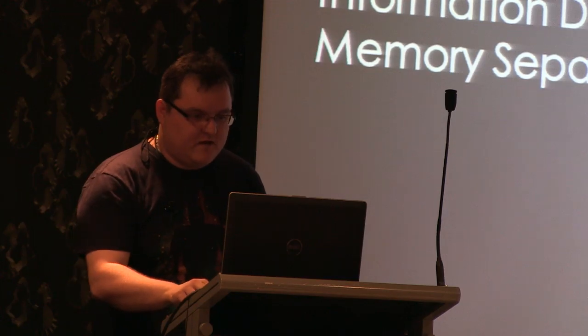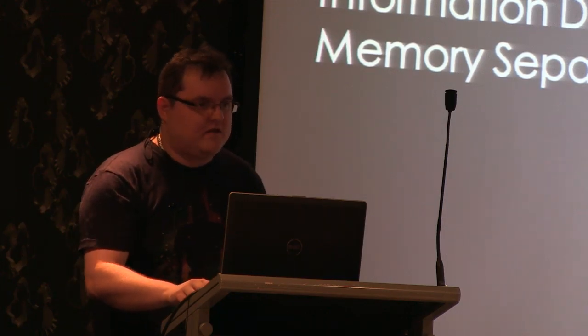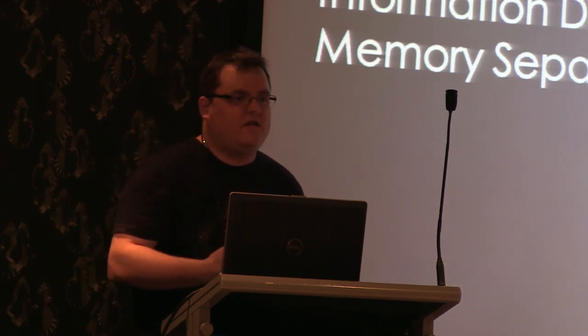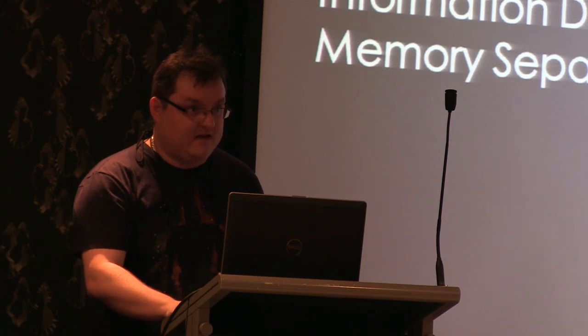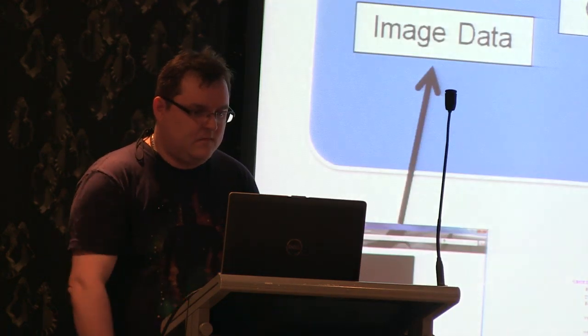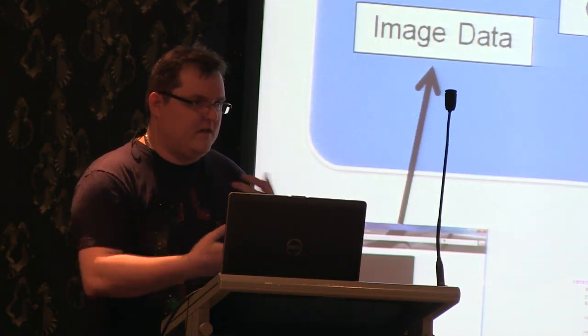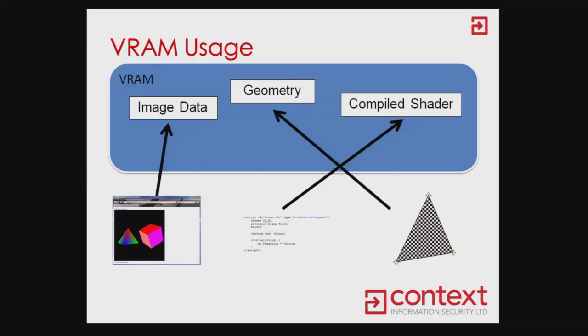So the next thing we identified was information disclosure, basically through memory separation and implementation issues relating to WebGL itself. So this is a rough diagram of how VRAM, which is video RAM, which is sitting on your graphics card, is used. And basically, it's used for everything. Everything's squished together into one big block of memory, and so you've got your image data, geometry, compiled shaders, all that sort of stuff, all stuck into the same bit of memory.